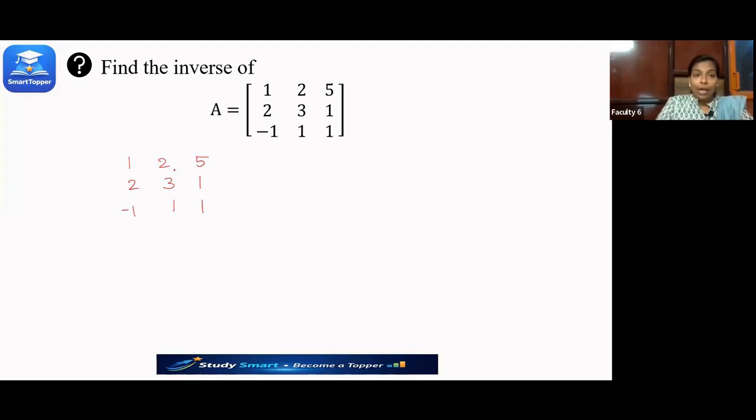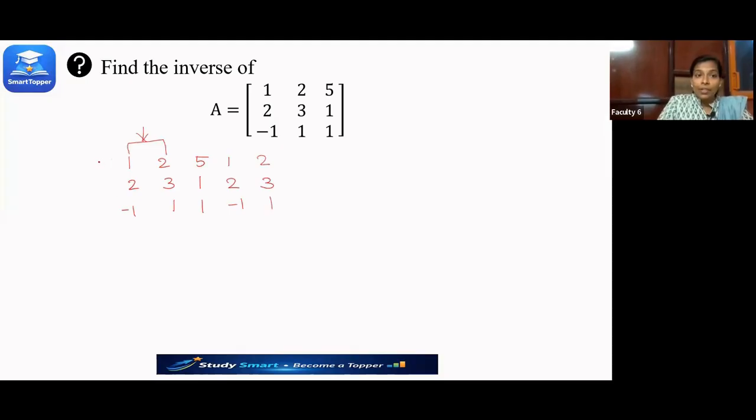You have to write down the first two columns of the given matrix, right? First two columns. So repeat the first two columns: 1, 2, minus 1, 2, 3, 1. Okay. Now you have to do what?